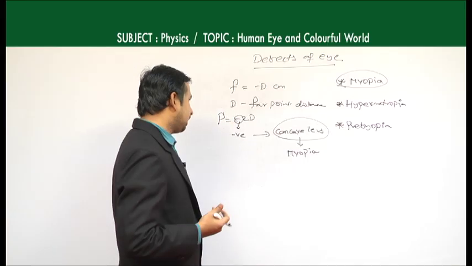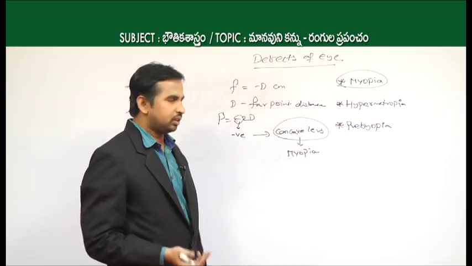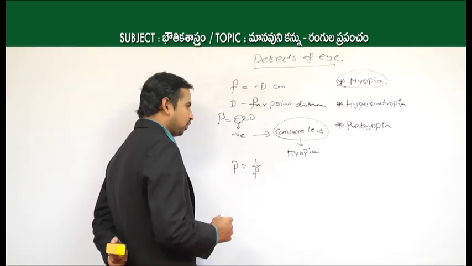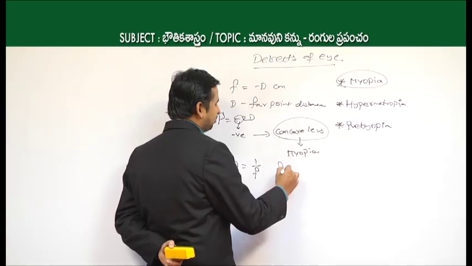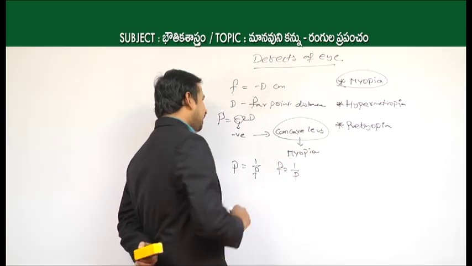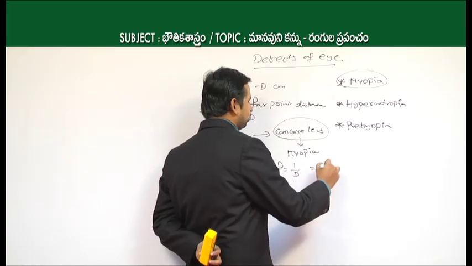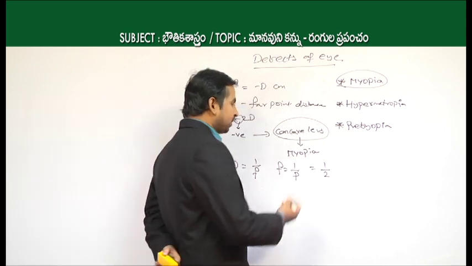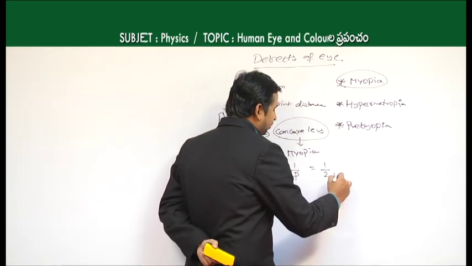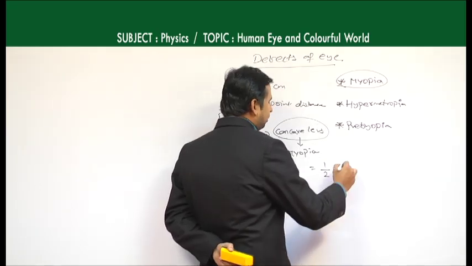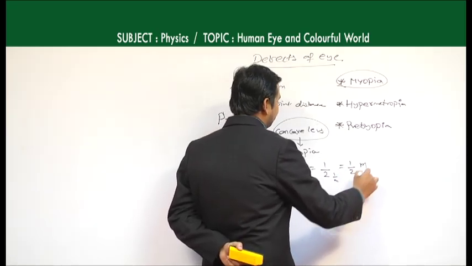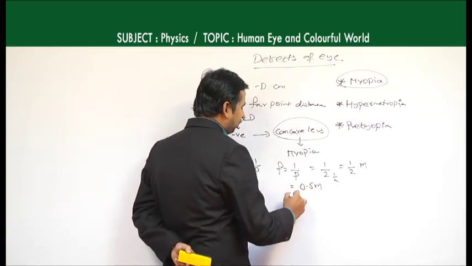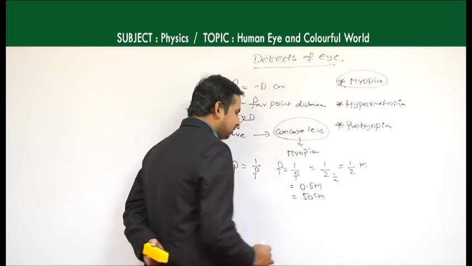Also, it is given as minus 2D, which is the power. In earlier classes we learned that power is the reciprocal of focal length, or focal length is the reciprocal of power. As it is given as 2 diopters, and a diopter is equal to meter inverse, then it becomes 1 by 2 meters, which is 0.5 meter, or you can also take that as 50 centimeters.